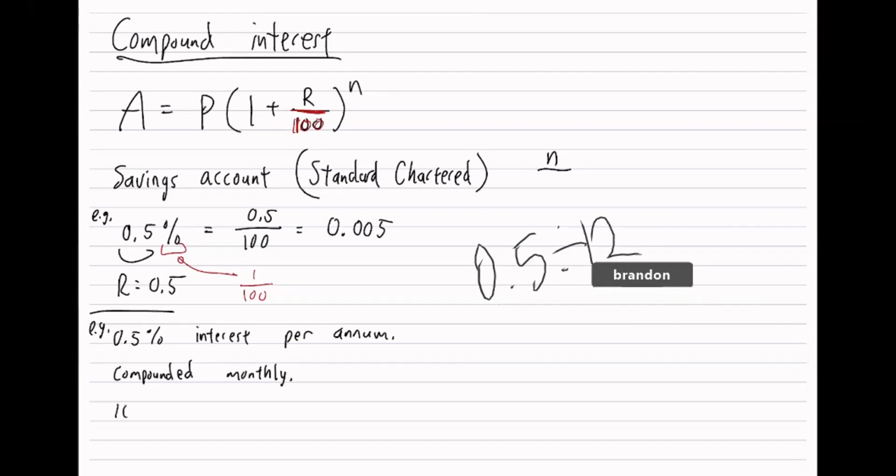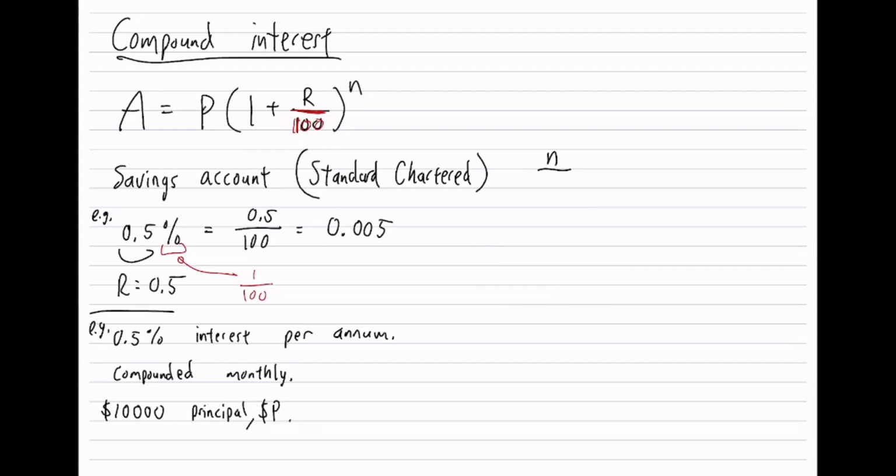You put in $10,000 into your bank account. We call it the principal P. Then they say the interest is compounded monthly, and let's say you store it inside there for a time period of, I don't know, 2 years. Then after 2 years, how much money will you earn?